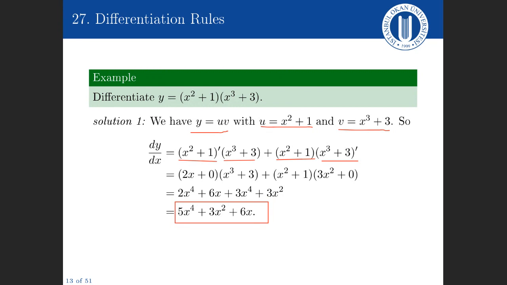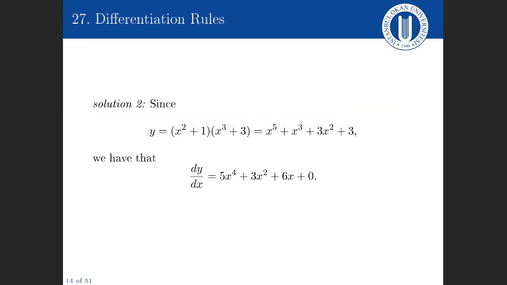There's another way to answer this question. Instead of using the product rule, we could multiply the brackets out, and then we could differentiate each term. If we use this method, we get the same answer, 5x to the power 4 plus 3x squared plus 6x plus 0. I leave it for you to choose whichever method you wish to use if you have a question like this. Sometimes one method is easier, sometimes the other method is easier. I leave it for you to choose.